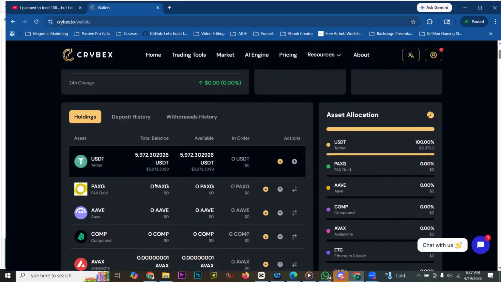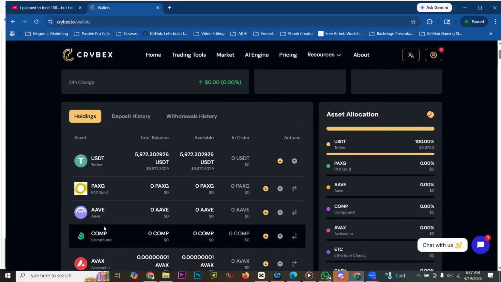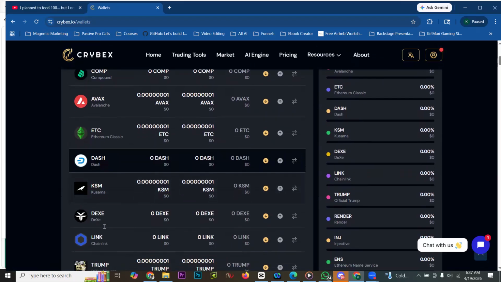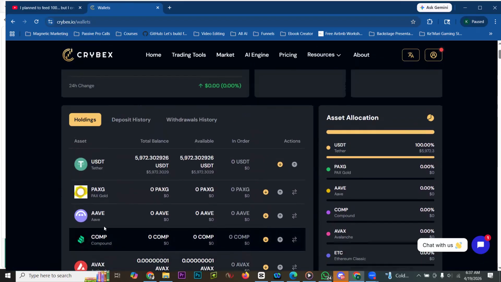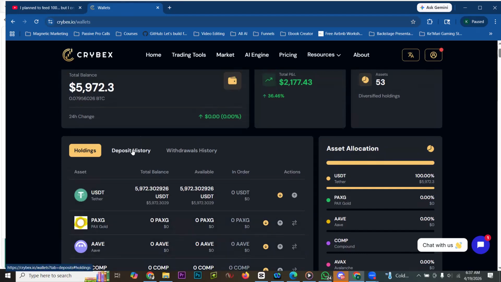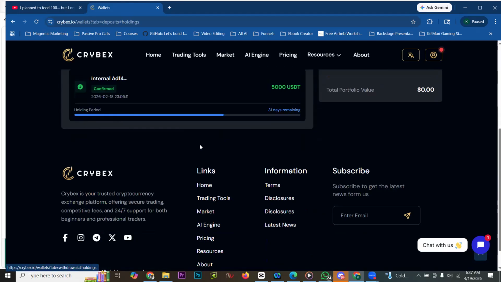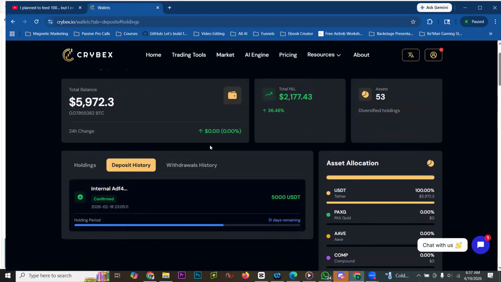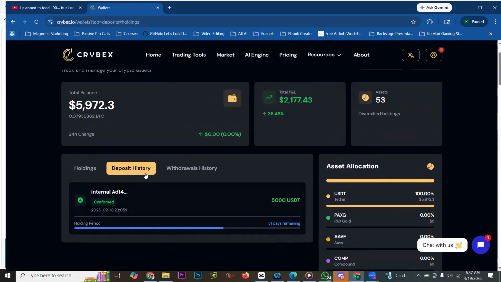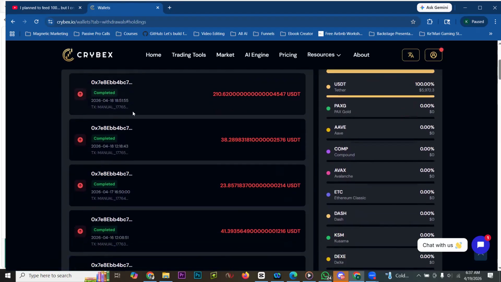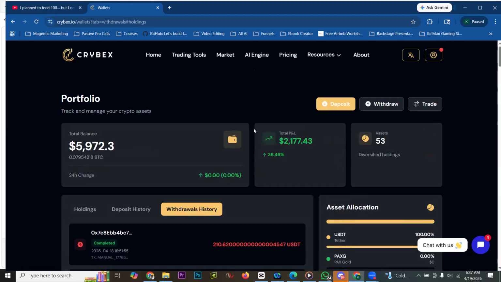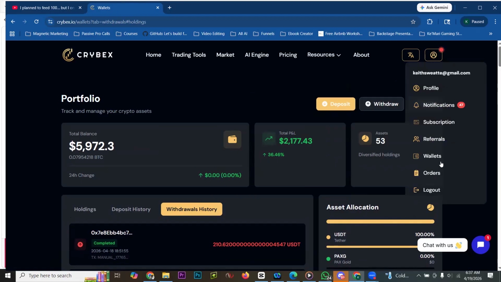Down here, the holdings, these are the pairs, right? This is not all of them, just some of the pairs there. Asset allocations here, you got the deposit history, right? Boom. So 31 days left, deposited there. Withdrawals, as you see here, boom. It does work as well with withdrawing. So that is the wallets tab.